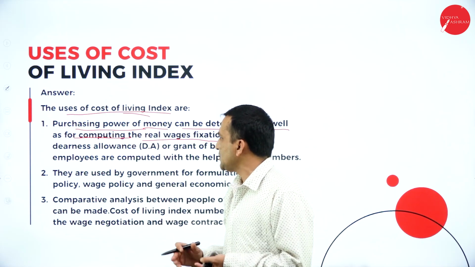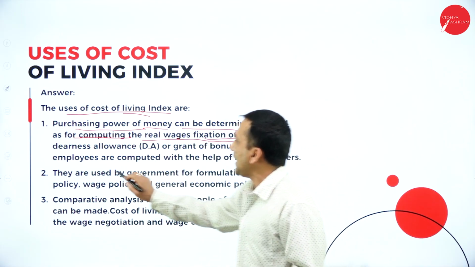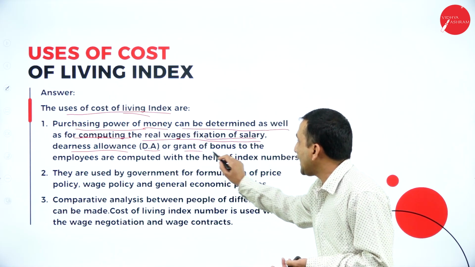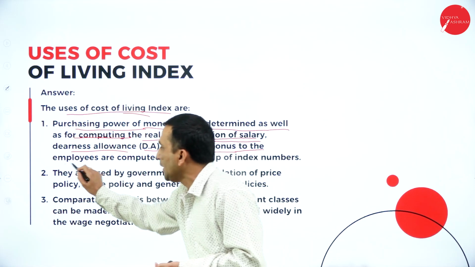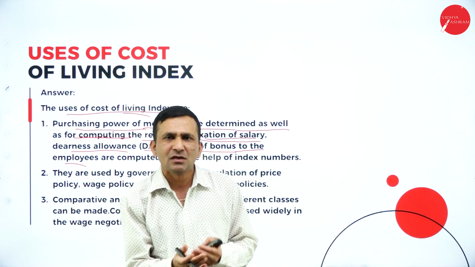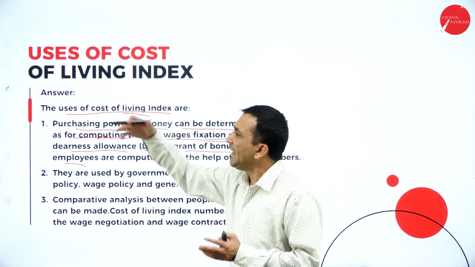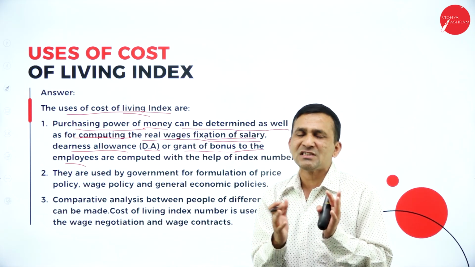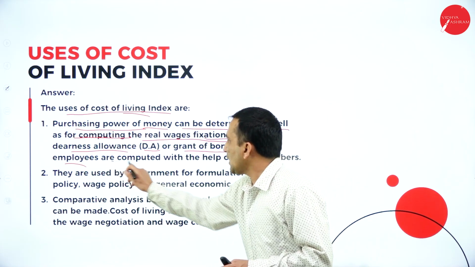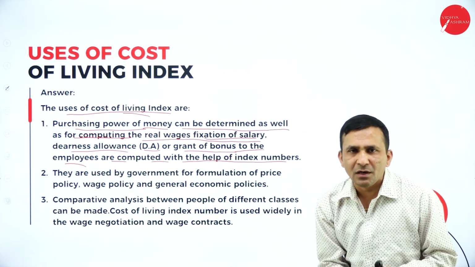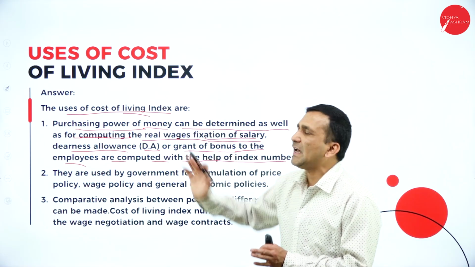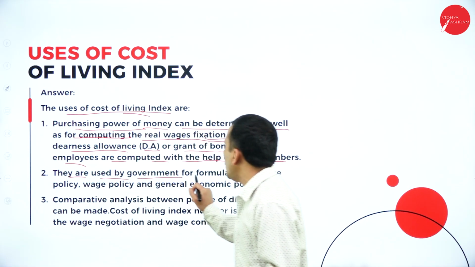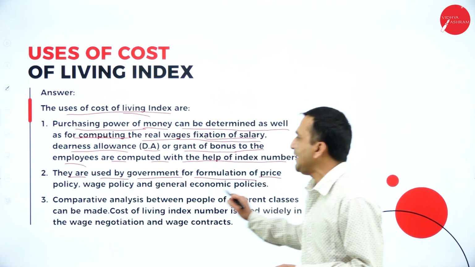So that's the real nature: the fixation of salary and dearness allowance, or we can call it DA, and grant of bonus to the employee. At the time of granting a bonus, they depend on the index calculation. Based on the index only, they decide the bonus allowance. These are computed with the help of index numbers. Now the second use: they are used by government for formulation of price policy.